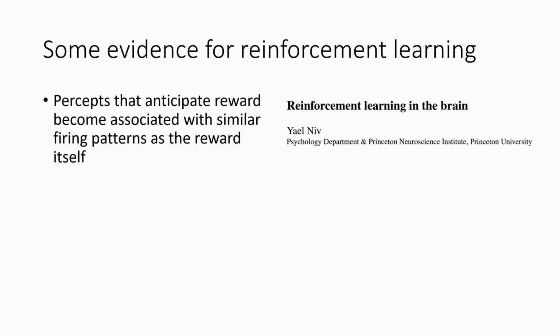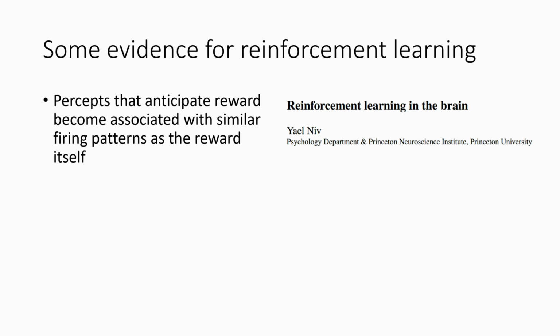So, for example, one of the things that people have observed is that percepts that anticipate reward become associated with similar firing patterns as the reward itself. So if the monkey receives the juice, it'll have a particular kind of pattern of neuron activations when it receives the juice. If the juice always follows the monkey seeing a particular pattern on a screen, then it will have that same response to seeing the pattern on the screen.